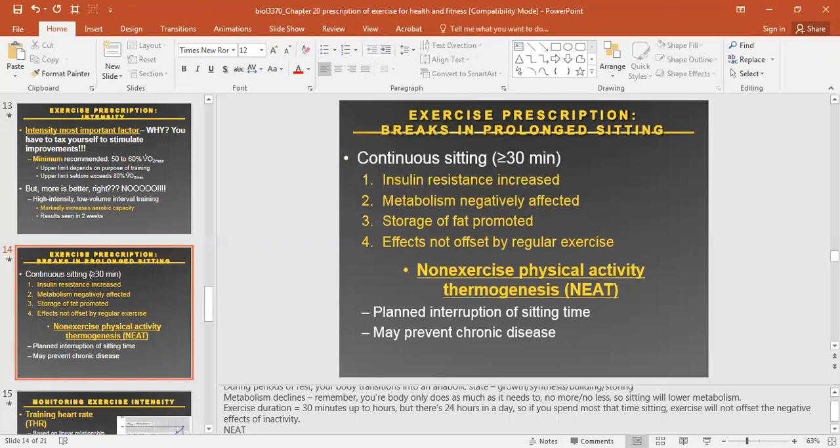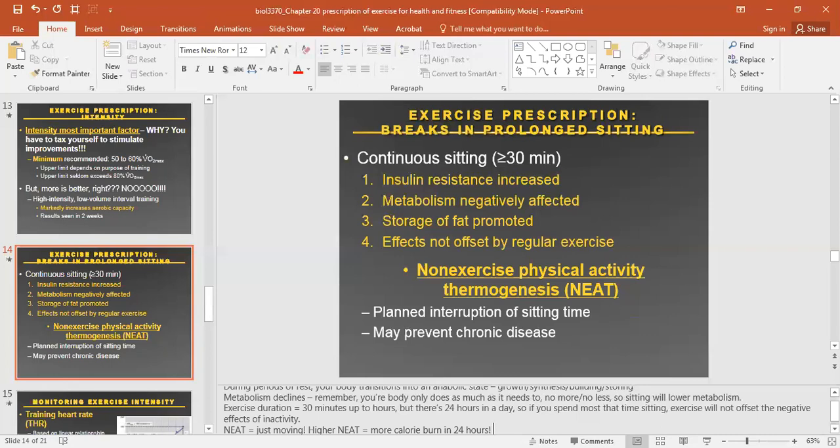This non-exercise physical activity is just moving. Anything beyond rest that's not exercise. So higher NEAT equals more calorie burn in 24 hours. One of the biggest contributions to overall 24-hour calorie expenditure is resting metabolic rate. But one of the most controllable factors, sorry guys, one of the most controllable factors in 24-hour calorie expenditure is NEAT, non-exercise physical activity.